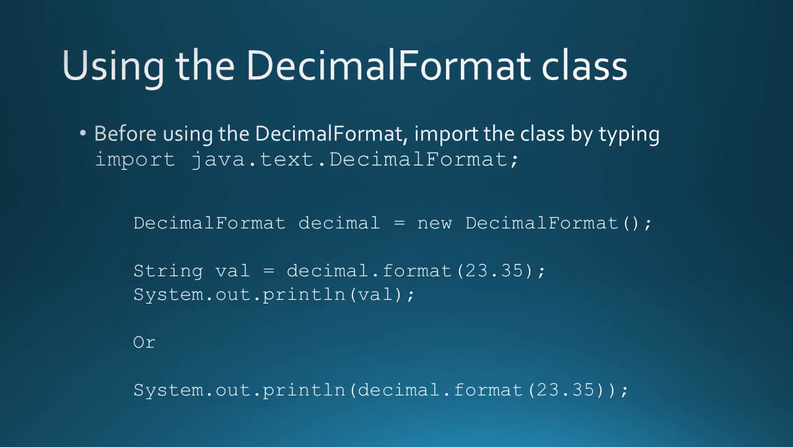To do this, type import java.text.DecimalFormat to import it. Then instantiate it by typing DecimalFormat, then give it a variable name, equals or gets the value of, and finally new DecimalFormat. Then you can call the variable name, and then you can access the format method.